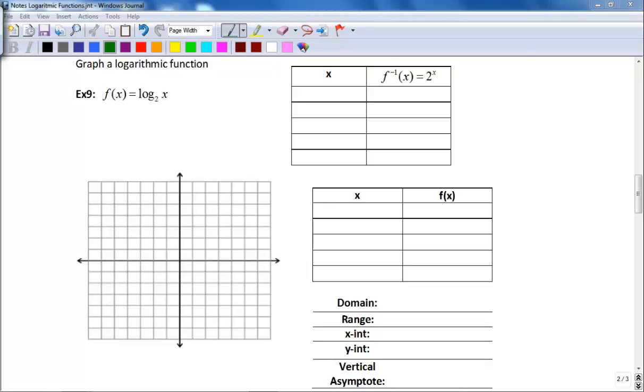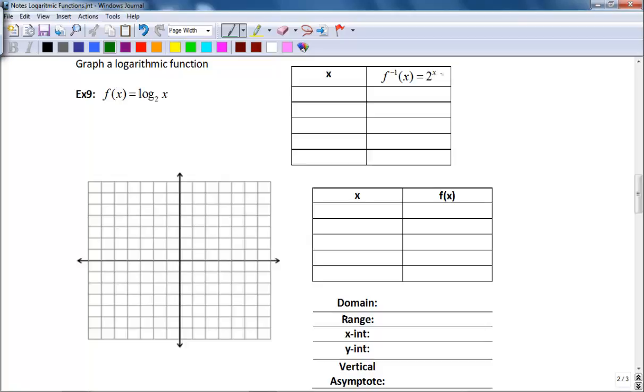Well, how do you graph a logarithmic function? Let's look at example 9 here, graphing f of x equals log base 2 of x. Typically, we try to input something in here, but unless we really know anything about logs, we just don't know what's going on here. So I said earlier that logs and exponentials are inverses of each other. So the inverse of log base 2 of x is going to be 2 raised to the x power.